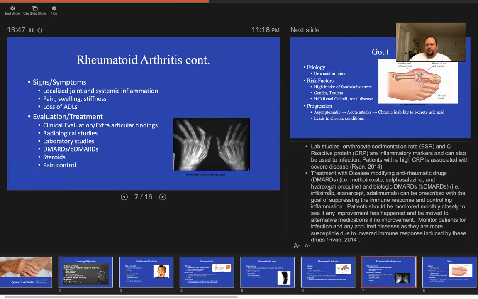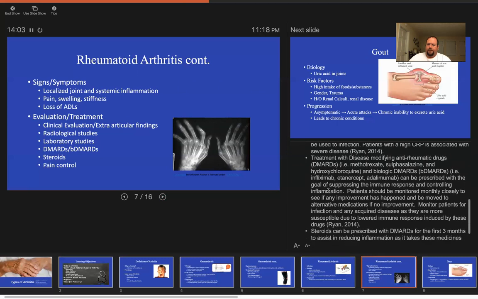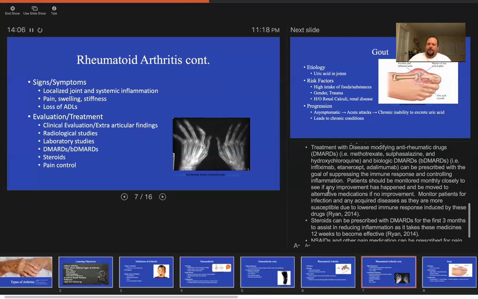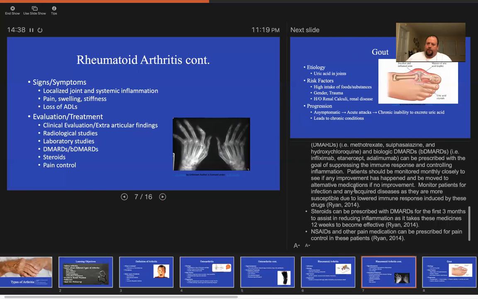Lab studies would include an ESR, which is the sed rate, or CRP, inflammatory markers that can also be used for infection. Patients with a high CRP are associated with severe disease. Treatment of this disease would include DMARDs, which are disease-modifying anti-rheumatic drugs, such as methotrexate, sulfasalazine, and hydroxychloroquine. In addition to biologic DMARDs, which would be infliximab, etanercept, or adalimumab. The goal of these drugs is to suppress the immune response and control inflammation.